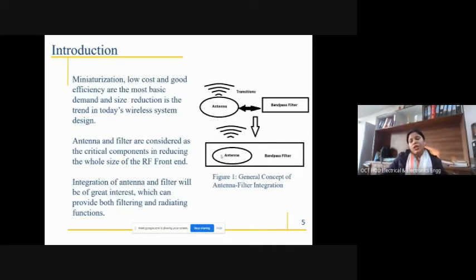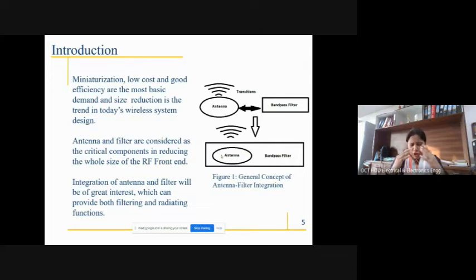As we know, miniaturization, low cost and good efficiency are the basic demands in today's printed circuit board technology. Size reduction has been a trend in wireless systems design. Due to the increase in demand for wireless services, channel interference is increasing day by day. So it is necessary that devices cover their allocated spectrum efficiently. The user demand is to use all these technologies in as small devices as possible. Keeping in view all these points, I chose my topic as miniaturization and integration of antenna and filter.